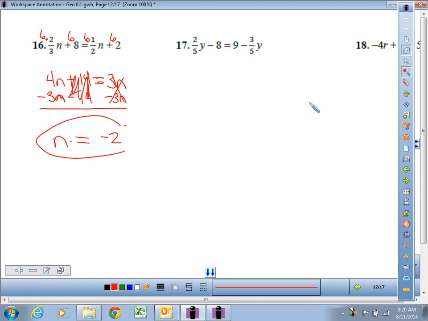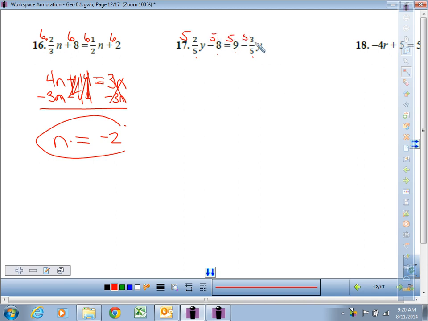So now if we look at number 17, same process here. I have those fractions. And some of you are like, oh, fractions, I don't like fractions. No problem. We're going to look at them. I have the same denominator. That makes it nice because if you have the same denominator, your lowest common denominator is that number. So my lowest common denominator is 5. So I'm going to multiply every term, 2, 3, 4 terms, by 5.